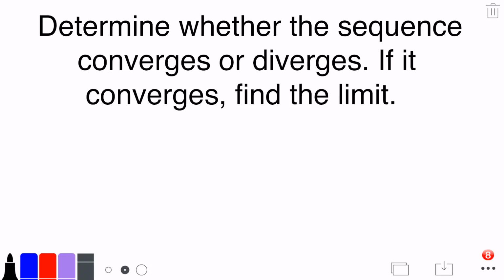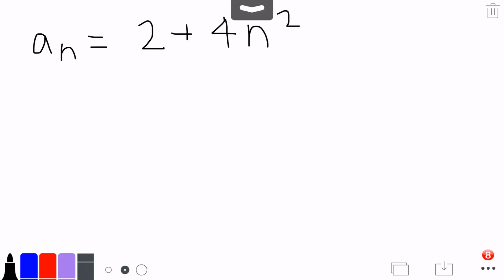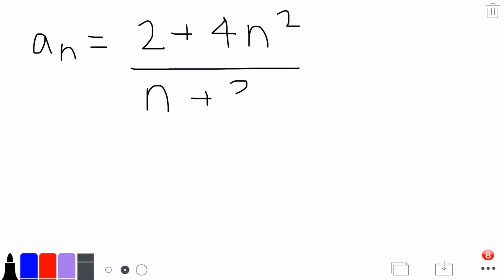Determine whether the sequence converges or diverges. If it converges, find the limit. Our sequence is a sub n equals (2 plus 4n squared) all over (n plus 3n squared).